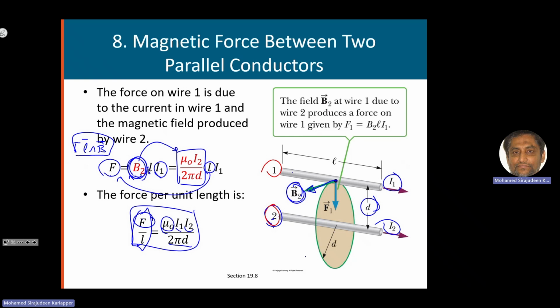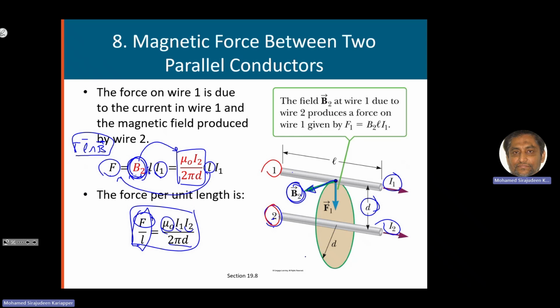See, this guy is like a magnet now. This guy will apply a magnetic field on wire 1 in this direction. So this is the current direction, and this is the magnetic field direction. They are perpendicular to each other, so sine 90 is 1. I answered you.